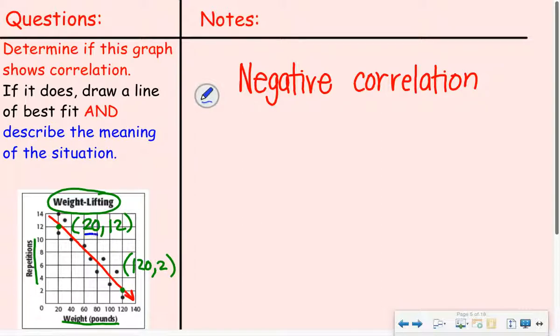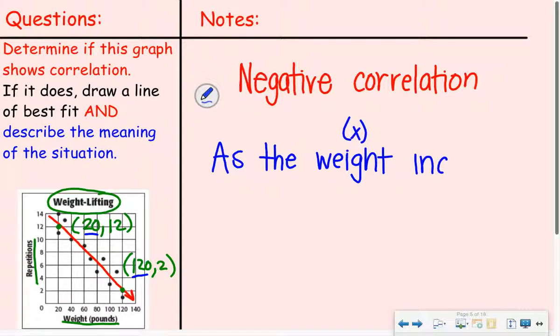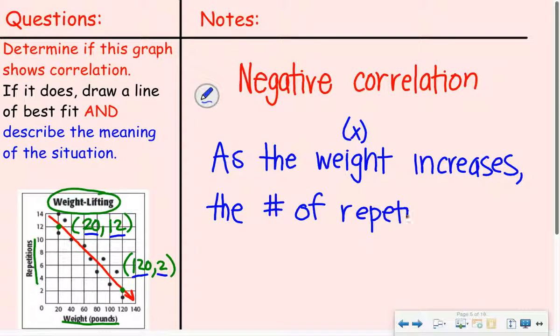Our x values go from 20 up to 120. So our x values are increasing, x being our weight. So as the weight, which is our x, increases, and then our repetitions is y, it goes from 12 down to 2. So the number of repetitions, y, decreases.